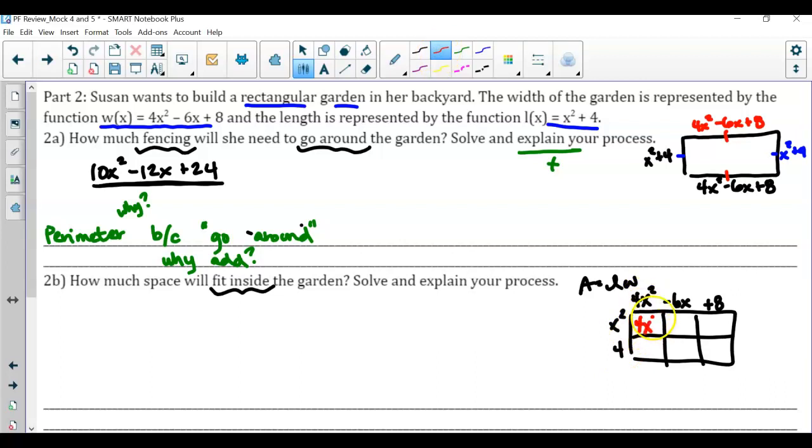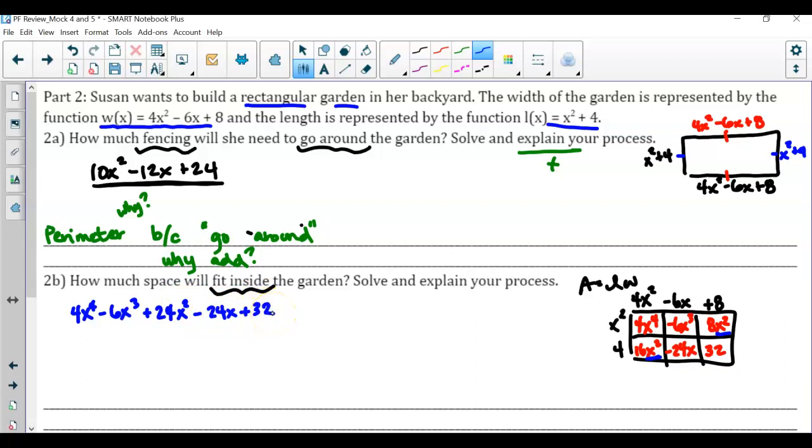Now I go through and solve. So now this is 4, but x to the fourth. Remember to add the exponent, so 2 plus 2 is 4. Then negative 6, but now x times x squared is x cubed. Then here now I've got 8x squared. Then the bottom row here, 4 times 4 is 16x squared. Negative 6 times 4, negative 24x. Then 8 times 4, which is 32. Now combine like terms. Well, all we have are just the x squared terms here. So our area, the polynomial that represents our area, is 4x to the fourth minus 6x cubed, then plus 24x squared minus 24x plus 32.